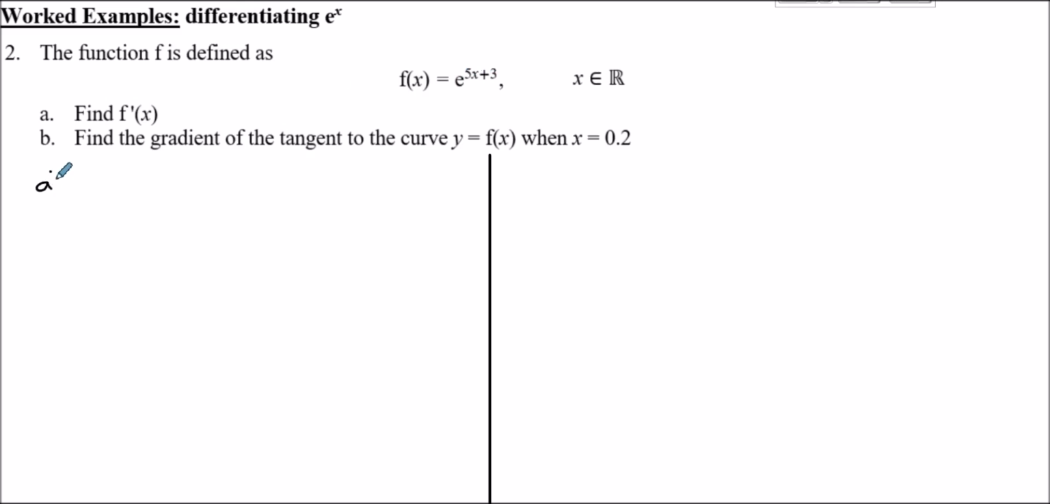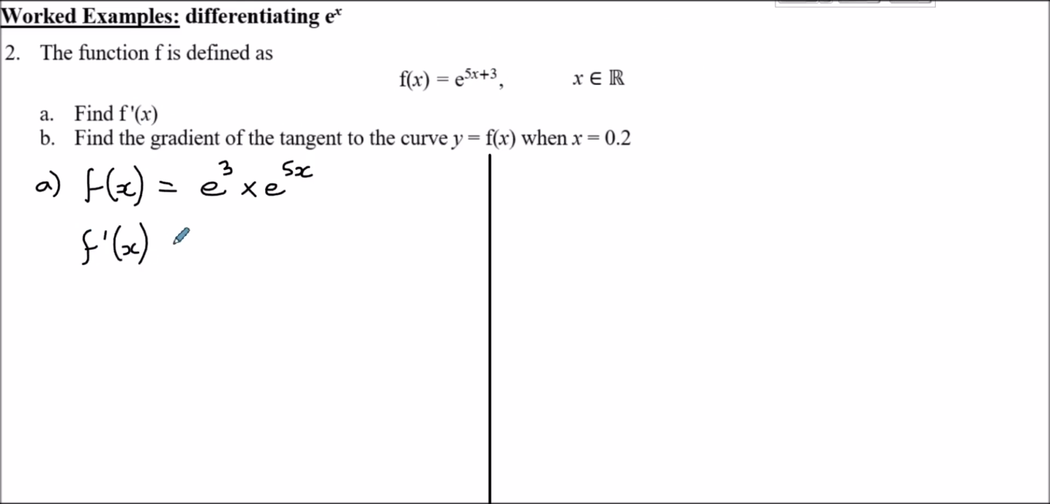So for part A, I'm going to introduce you to the general idea in a moment. So rewrite f of x in terms of laws of indices. So remember, when we multiply indices of the same base, we add the powers together. And so this expression here is the same as e to the 3 multiplied by e to the 5x. Okay? So that's exactly the same thing as what we had written in the question. But now we can use this to our advantage.